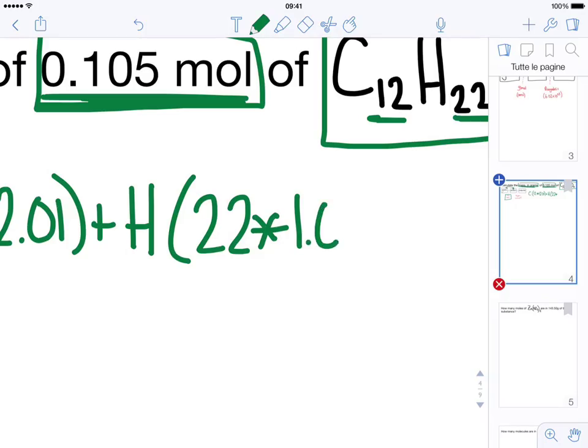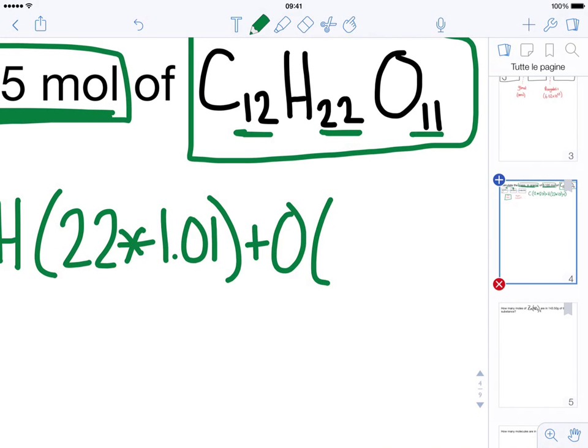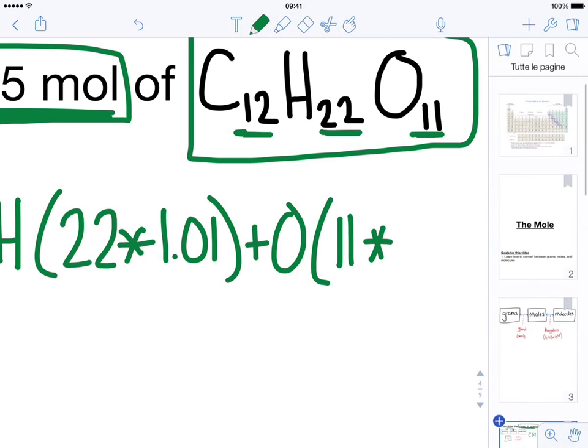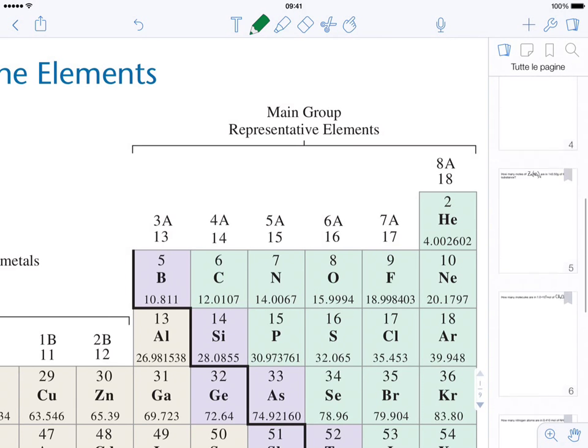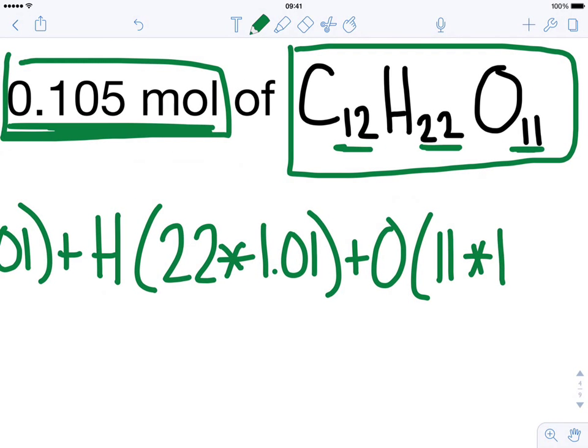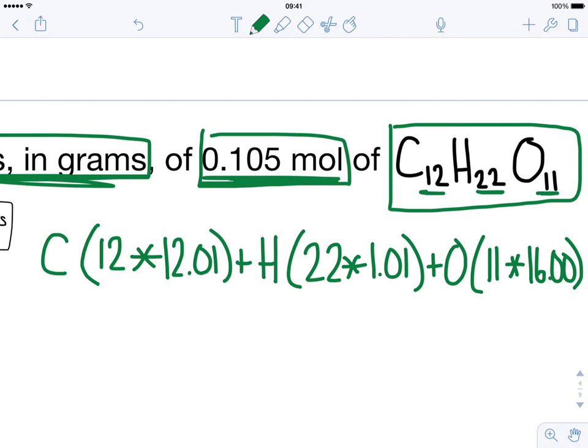So 1.01. And finally, we're going to add that to oxygen. How many oxygens do we have in this compound? We have 11. And we're going to multiply that by the atomic mass of oxygen, which going up to the periodic table, we see rounded to 2 decimal places would be 16.00. Okay, so 16.00.